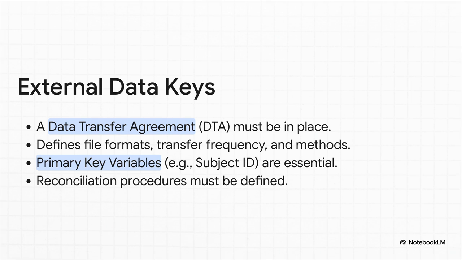It's the contract that lays out all the rules, exactly what the data file will look like, how often they'll send it, the secure method they'll use to send it, and crucially, it defines the primary key variables. Things like the subject ID and visit number that let us perfectly match up their lab data with the right person at the right time in our main database. Without a DTA, you're just asking for chaos.